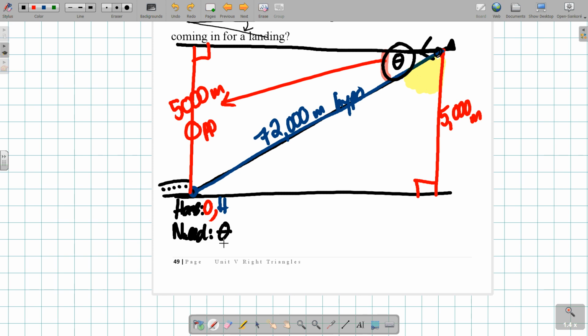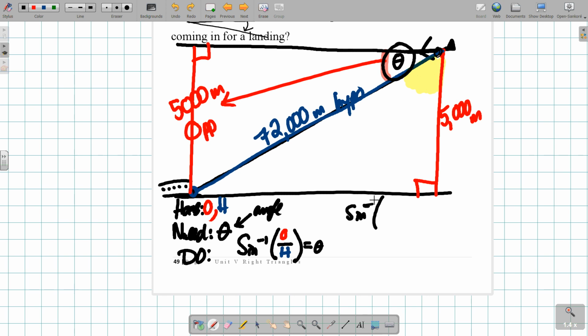So this is where you do SOH, but it's inverse cosine because you're looking for the angle. Or inverse sine, excuse me, inverse sine, opposite over hypo is going to give you that angle theta. So it's going to be inverse sine. Your opposite here is 5,000. Your hypo is 72,000.